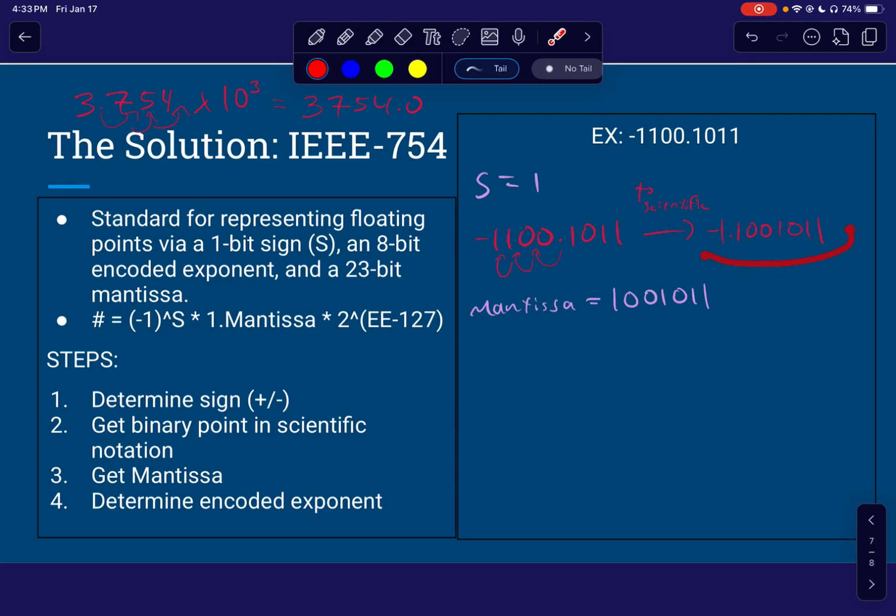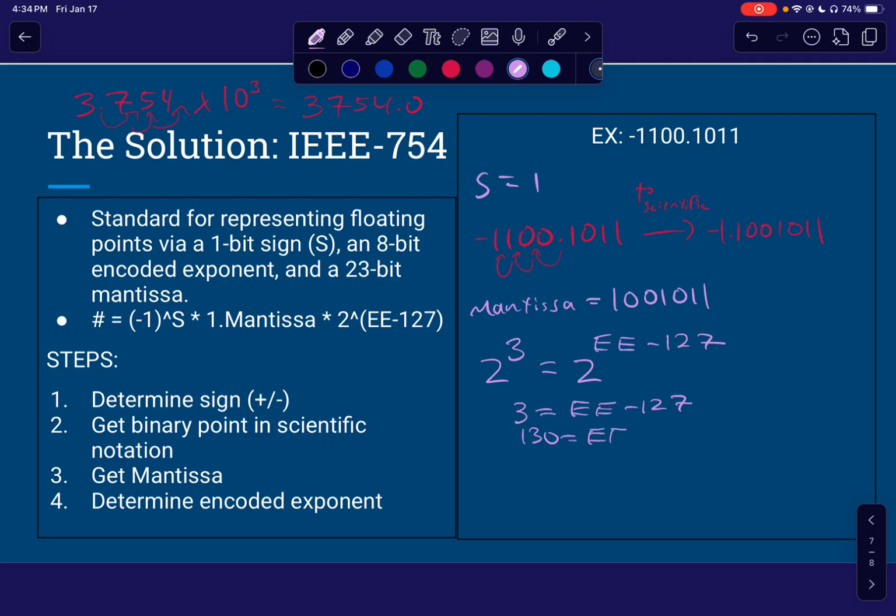So looking at this number right here, what would we need to do to get it back to our actual number, the value itself? Well, we would need to move this binary point over by 1, 2, 3. And we know that shifting the binary point is the same thing as multiplying by 2. So we multiply by 2 three times. We know that we need to do 2 to the 3, and that needs to be equal to 2 to the encoded exponent minus 127. So then we can just set this up. This is a pretty easy addition problem. So 130 is equal to our encoded exponent.